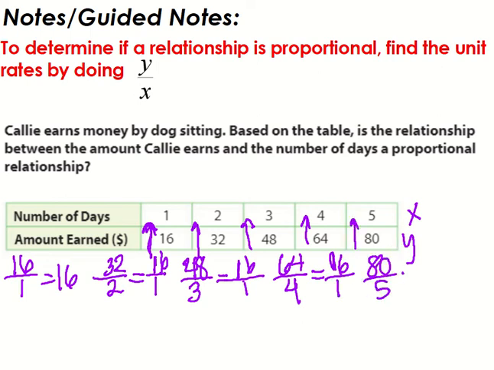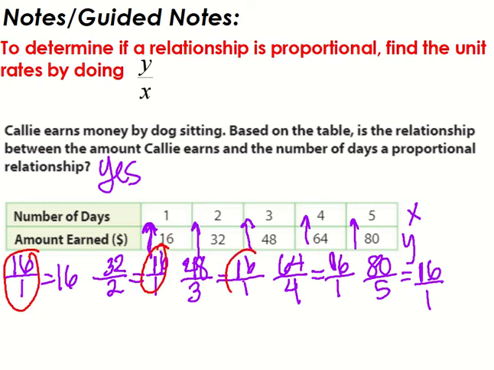80/5. Oh, that's 16/1. Okay, so we did get 16/1 on every single one. So we could say, yes, this is proportional, because you can see that all of my ratios, all of my unit rates, see how my denominators are 1? They all match, 16/1. And since they all match, we can say it's constant or say it's proportional. Same thing.